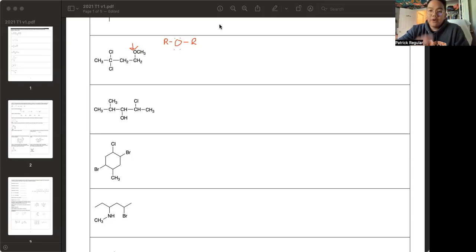And even though you know that the prefixes di, tri don't do anything for alphabetical numbering, the prefix for these oxys do matter. So ethoxy would be at the beginning of the name compared to methoxy because E is before M.